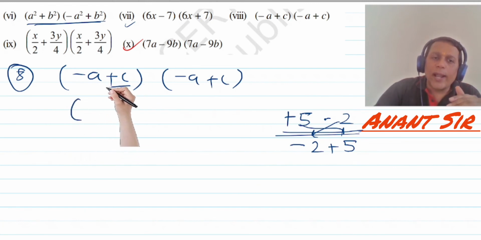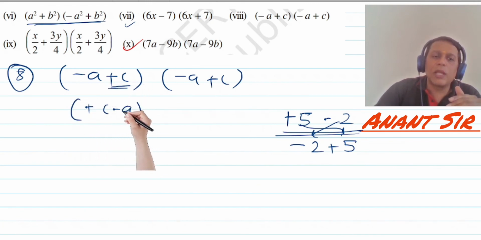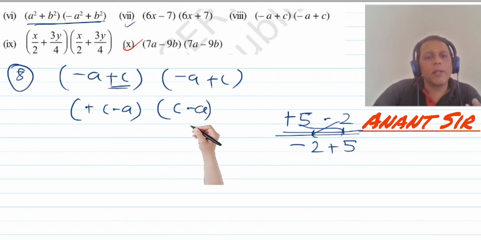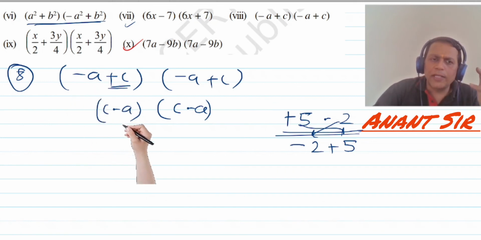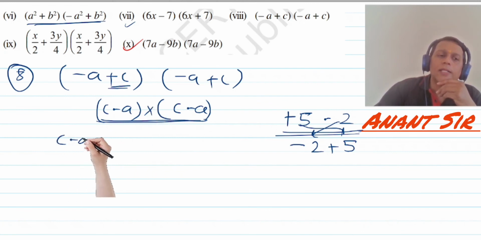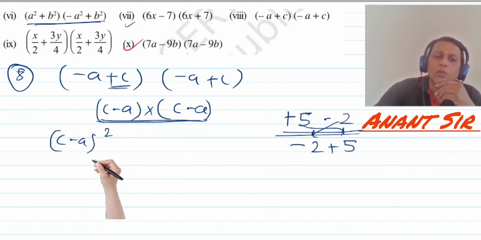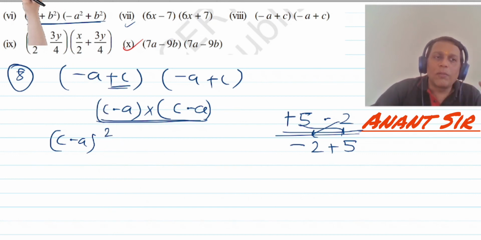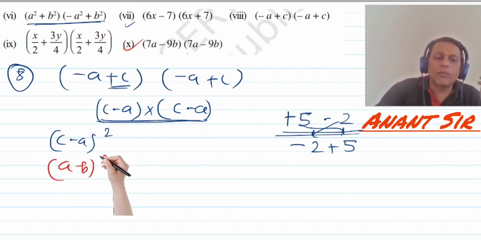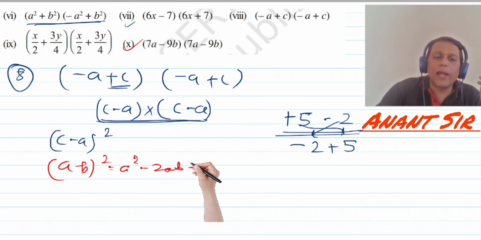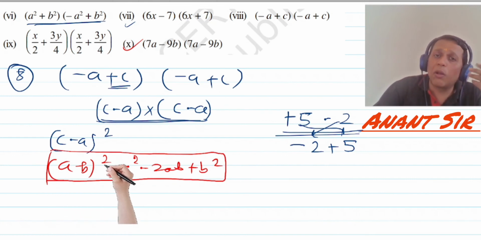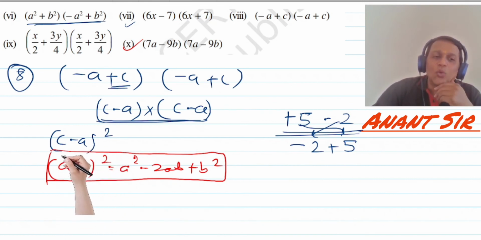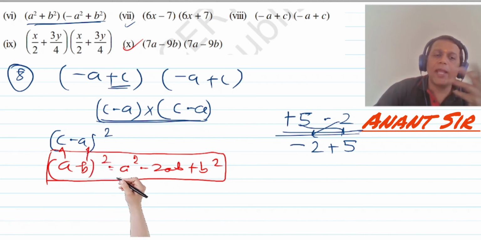I am going to write this plus c first, plus c minus a. The second bracket is also the same, plus c minus a. That means if you don't give any sign, then it's plus only, right? Now see, the two brackets are identical. That means it is (c minus a) whole square. So now you will be using the formula (a minus b) whole square, a square minus 2ab plus b square, and you will get the answer in one step only, because there is no number here, only variables. So you have to replace a by c and b by a, that's it.